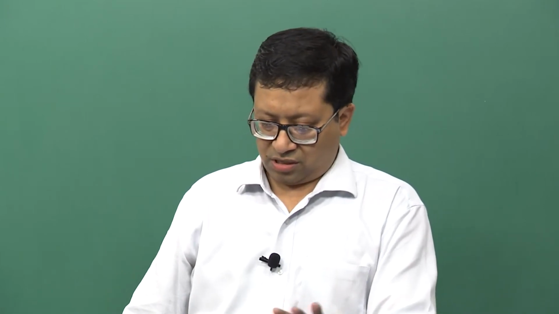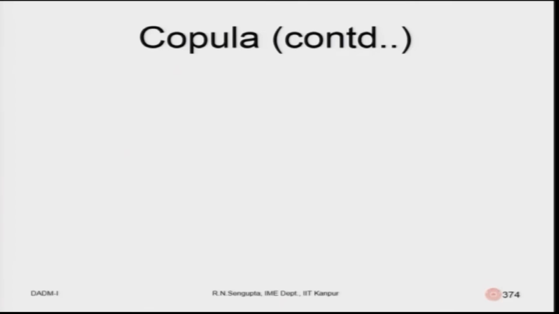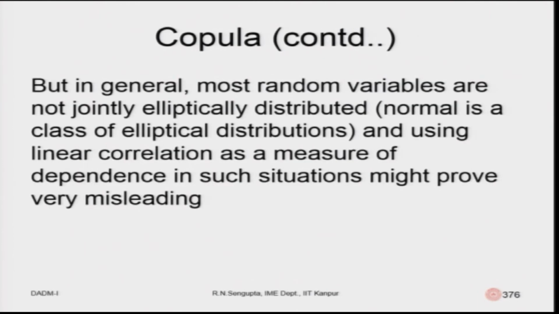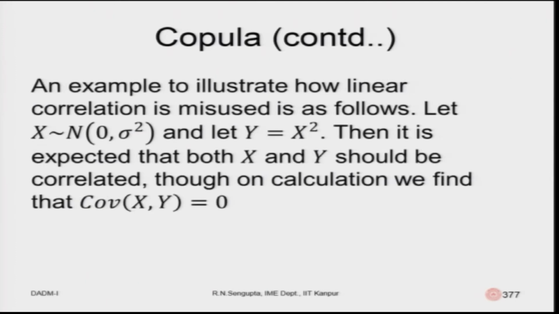So, this blank slide I will try to utilize as it is. Again continuing, in general most random variables are not jointly elliptically distributed, as the normal distribution is, because the normal distribution is a class of elliptical distribution. Using linear correlation as a measure of dependent structure in such situations might prove very misleading, because it would not give us the actual interrelationship between two random variables which are not elliptical. So, hence we use copula.